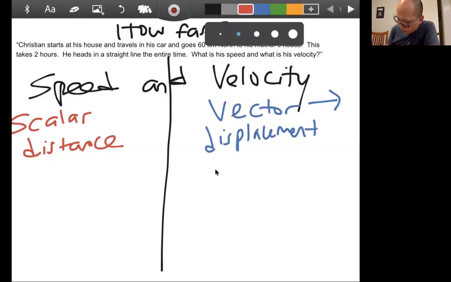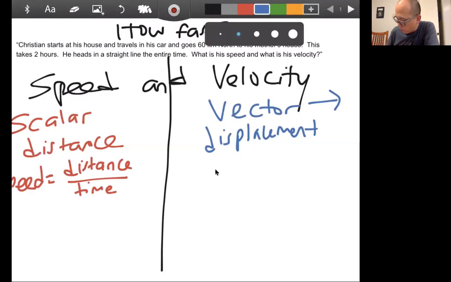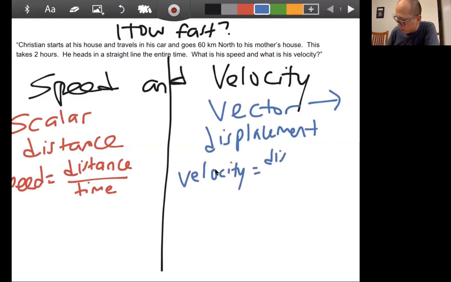So for speed, it's going to be figured out like this. The speed of something, the rate of speed, or I guess speed is a rate, is going to be figured out by taking the distance that something traveled and dividing it by the time it took to travel that distance. Whereas velocity will be similar. It'll be the displacement something experienced divided by the time it took to get displaced.